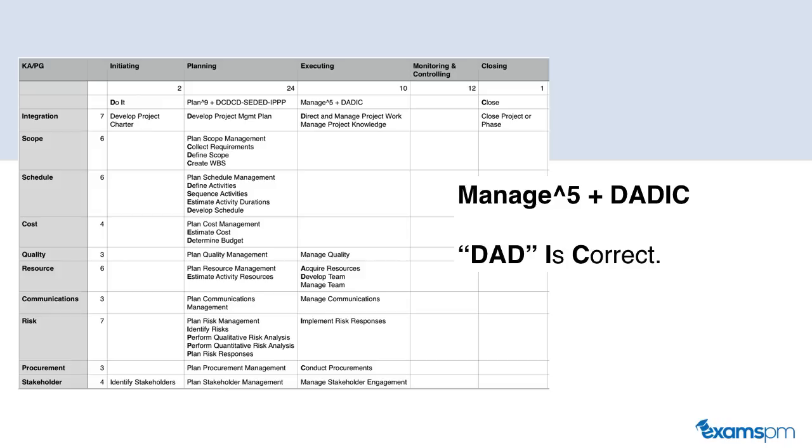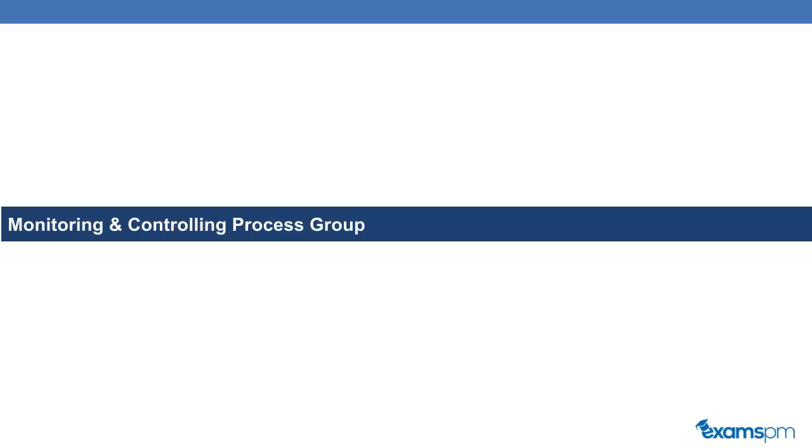The first letters of this phrase begin with the first letters of the remaining processes in the executing process group. So they are direct and manage project work, which is the D, acquire resources, which is the A, develop team, which is the other D, implement risk responses, which is the I, and conduct procurement, which is the final C.